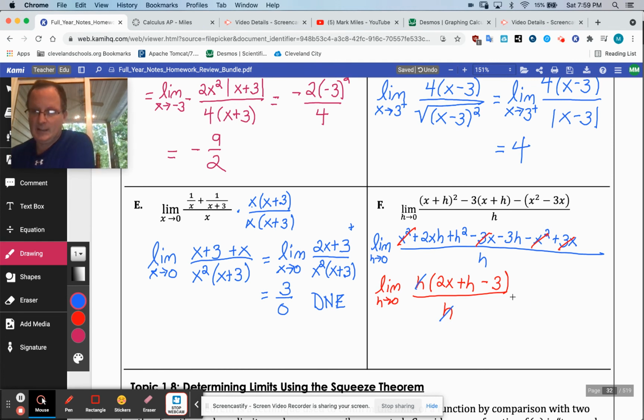And so this then will become, I can go ahead and send H to 0. So it'll be 2X, because I don't have anything to change it, plus 0. I'm sending H to 0, minus 3. Okay, so final answer, 2X minus 3.